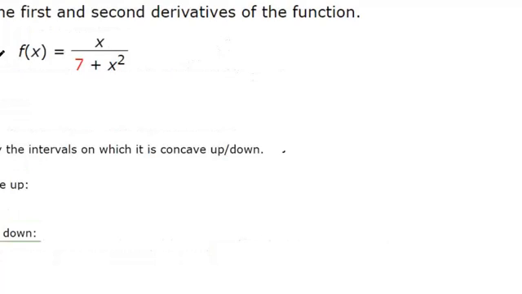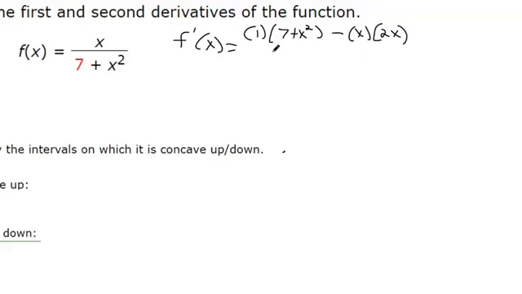We're asked to find the first and second derivatives of this function. So it looks like it's a good one for the quotient rule. The derivative is found by taking the derivative of the numerator function times the denominator function kept the same, subtracted by the numerator function times the derivative of the denominator function. So the derivative of 7 plus x squared is 2x, all over the denominator function being squared.